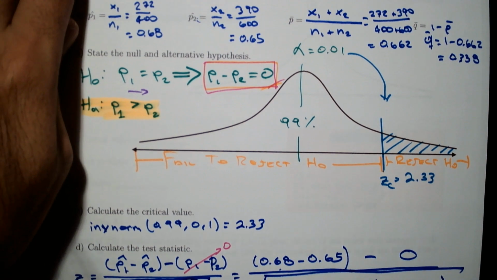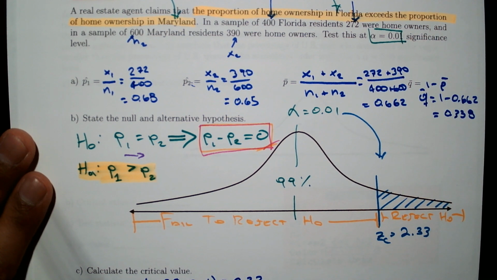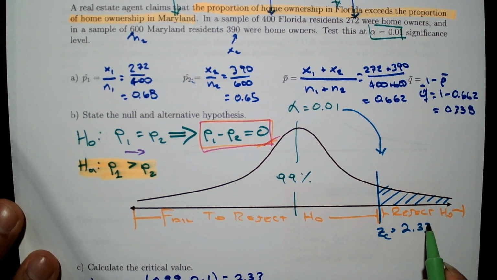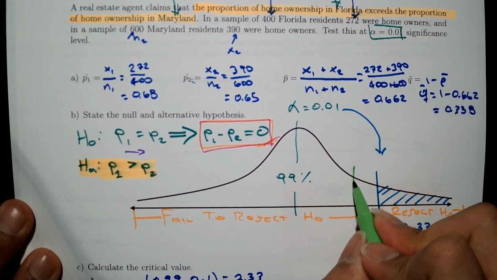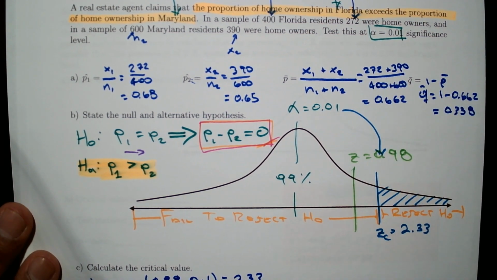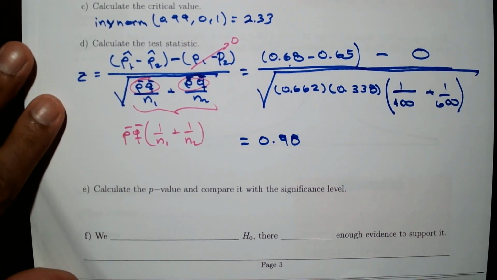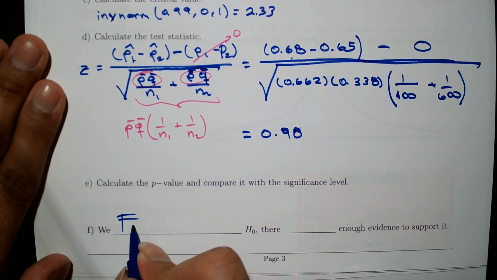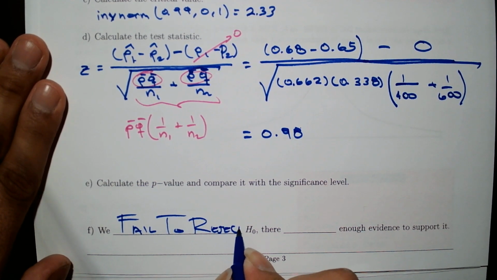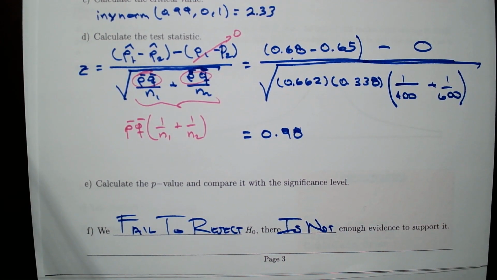All right, so now let's see. Our test statistic, 0.98, is a number less than our critical value. Do you notice it's falling in the failing to reject the null hypothesis region? So what's our conclusion? Well, we failed to reject; there is not enough evidence to support our claim.